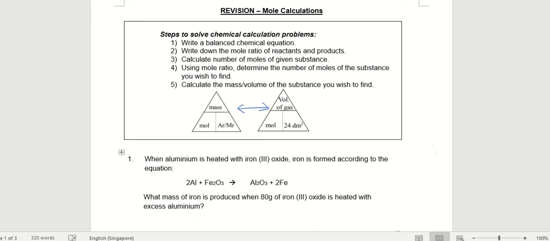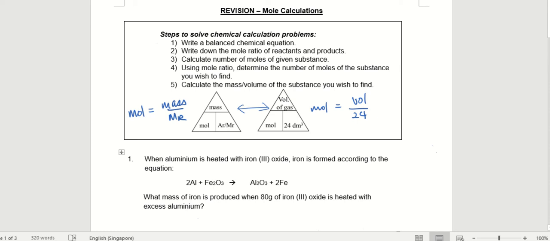From this triangle, you can see that mole is equals to mass over Mr. And when you're dealing with gases, you can use the formula mole is equals to the volume of the gas divided by 24 dm cube.